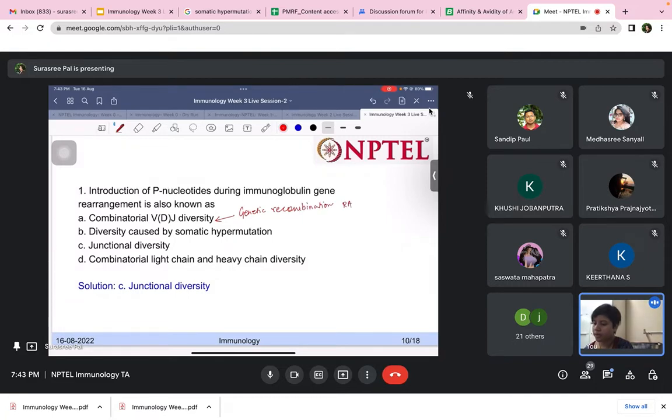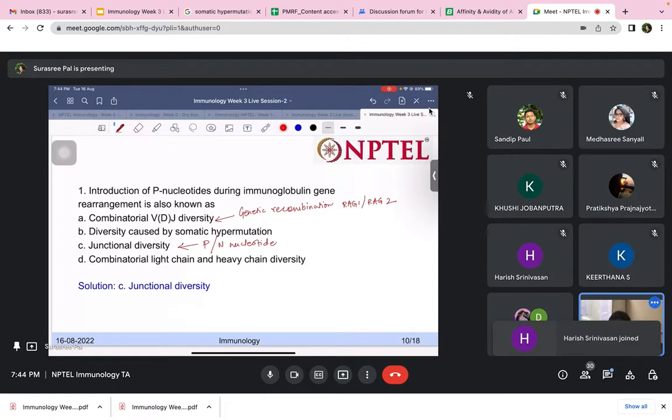RAG1, RAG2 enzymes, right? So this is genetic recombination, which brings about combinatorial diversity, and the junctional diversity is brought about by the P and N nucleotide additions. Somatic hypermutation I also talked about. This is mutations in the variable regions, which help to diversify the repertoire. So that is it. This is the answer.